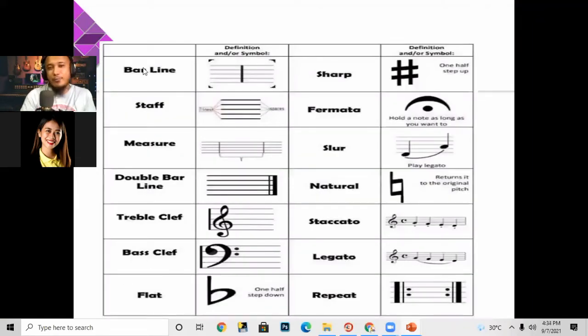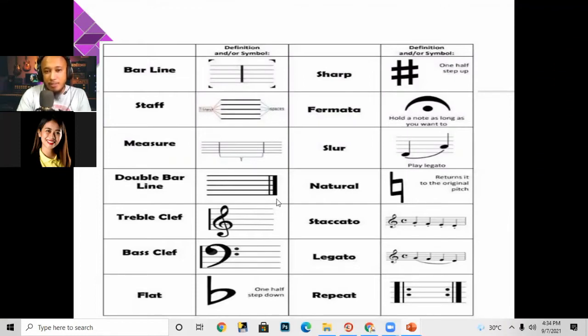Next, we have here on the staff, the bar line. The bar line divides the staff into different measures. So the purpose: we have the staff, then the bar line divides the staff into measures. The number of bar lines you have is also the number of measures. If you have 4 bar lines, that's 4 measures. For example, measure 1: 1, 2, 3, 4. Measure 2: 1, 2, 3, 4. Measure 3: 1, 2, 3, 4. Measure 4: 1, 2, 3, 4. That's how it is. It divides the staff to produce measures.